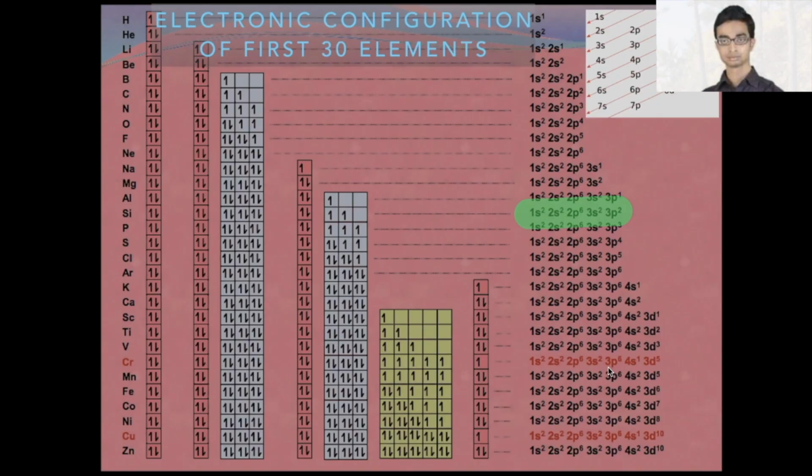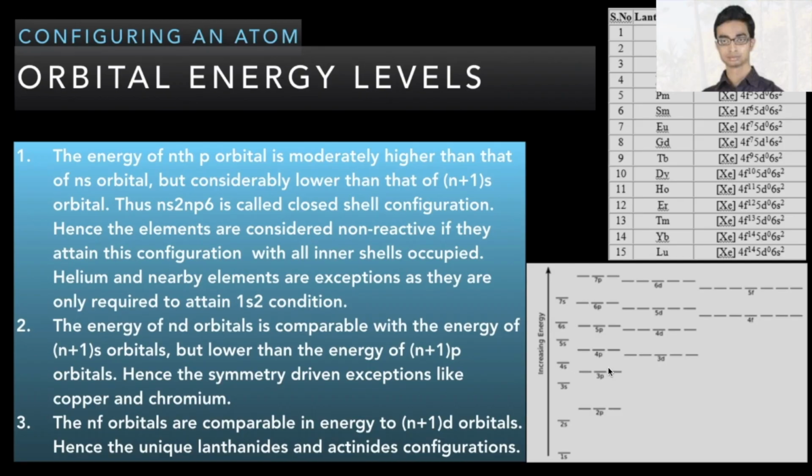The configuration of iron is 1s2, 2s2, 2p6, 3s2, 3p6, 4s2, 3d6. However, copper's configuration is 1s2, 2s2, 2p6, 3s2, 3p6, then 4s1 and 3d10. Here, one electron from the 4s level occupies the 3d orbital because the extra stability gained by the symmetry of the d orbital outweighs the slight difference in energy level of the 4s and 3d levels. So, some finer points regarding energy level help explain the exceptions.